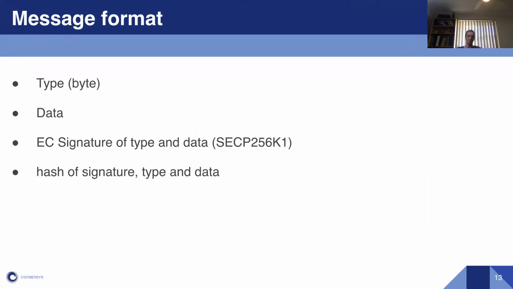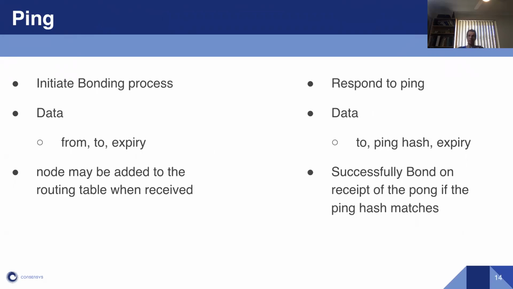So what do the messages look like? There's a simple structure. It's got a type, some data, an elliptic curve signature of the type and data, and then a hash of the signature, the type and the data. The ping message is used to initiate the bonding process. The data it contains is who you're sending the ping from, who you're sending it to, and an expiry. And in response to that ping message being sent, you get the pong back, so classic ping pong.